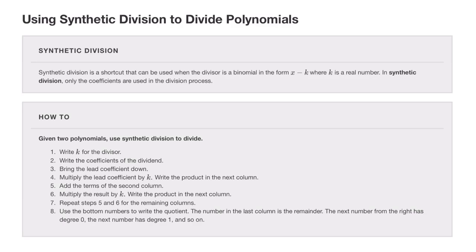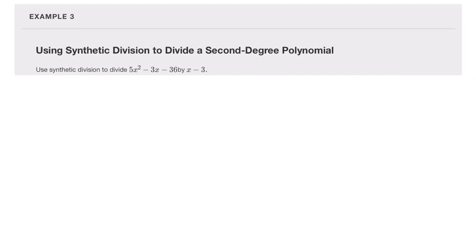I'll let you read through the how-to on your own. I'm just going to explain it as I go. So notice that we're dividing by a linear binomial, this x minus 3. What goes into the chair is the 0 of the linear binomial. So if we're dividing by x minus 3, the 0 there will be 3. So 3 goes in the chair.